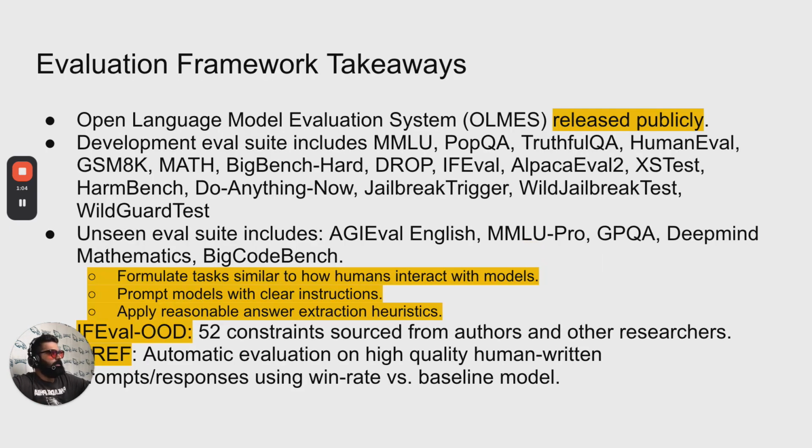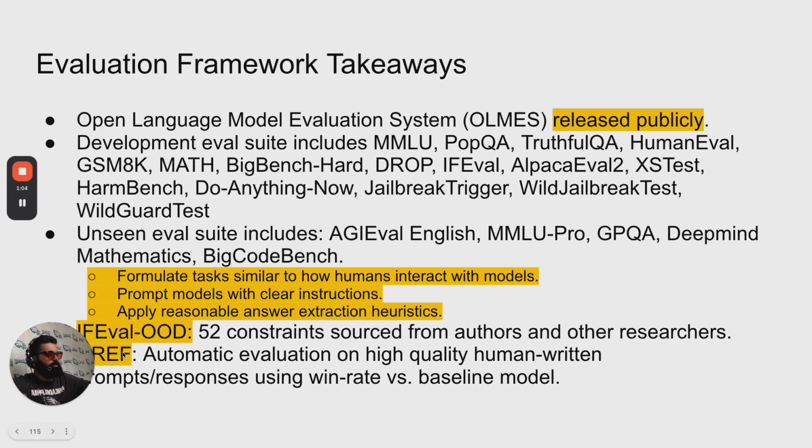Next, we're going to look at everything that kind of ties together the previous 4 stages, which is the Tulu 3 evaluation framework. The framework is called Open Language Model Evaluation System, OLMES, and it's released publicly. They have a development eval suite and unseen eval suite, and they both contain different data sets. The guiding principles for the unseen eval suite is to formulate tasks similar to how humans interact with models, prompt models with clear instructions, and apply reasonable answer extraction heuristics.